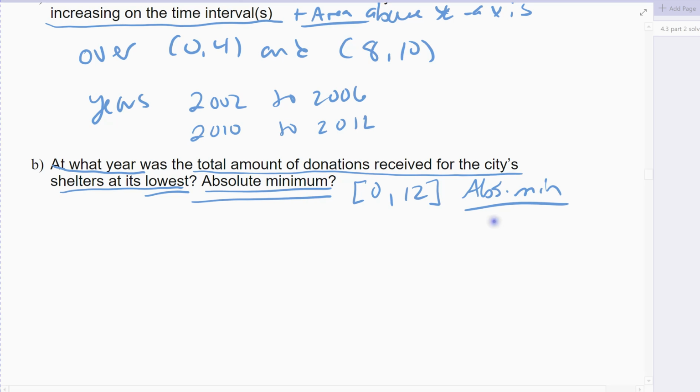Well, absolute minimums on a closed interval either occur at the endpoints or the critical points. Well, since I want the minimum, the critical points that I want are just my relative minimums. I don't need the maximums. The maximums can't give me my absolute. All right, so I don't need to look at all my critical values. I just need to look at those critical values that are minimums and then my endpoints.